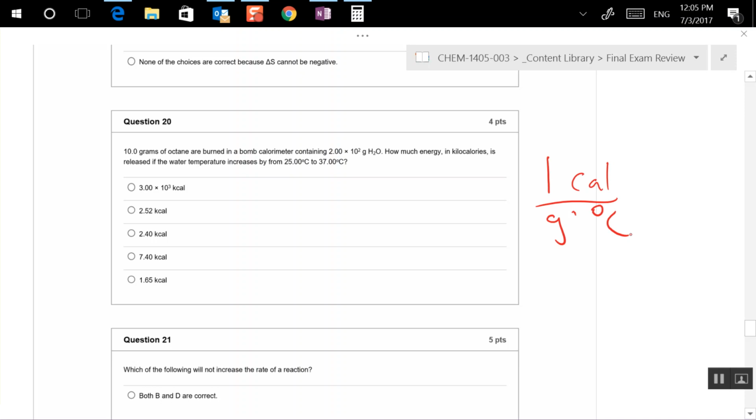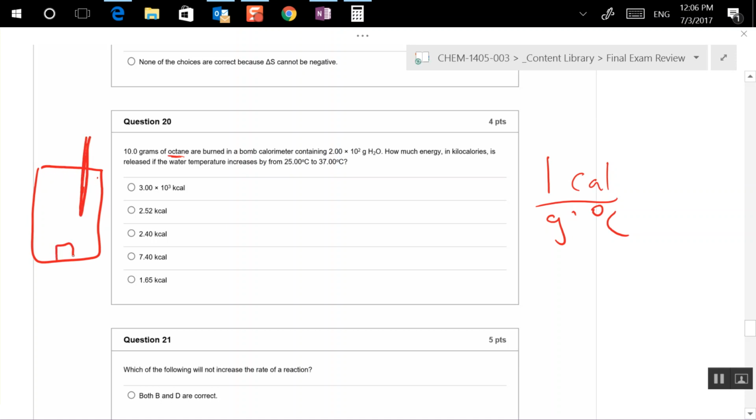I have 10 grams of octane, which doesn't really have any bearing on this. Because in a bomb calorimeter, the water, so if this is my, here's my thermometer.